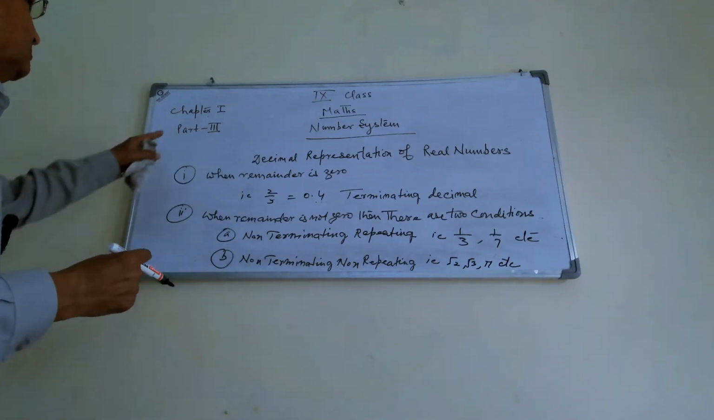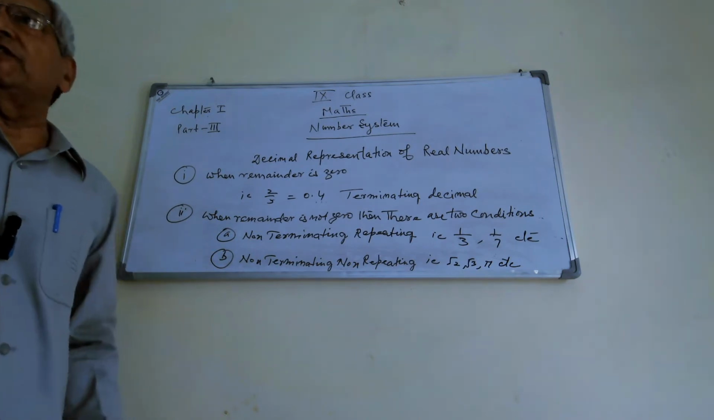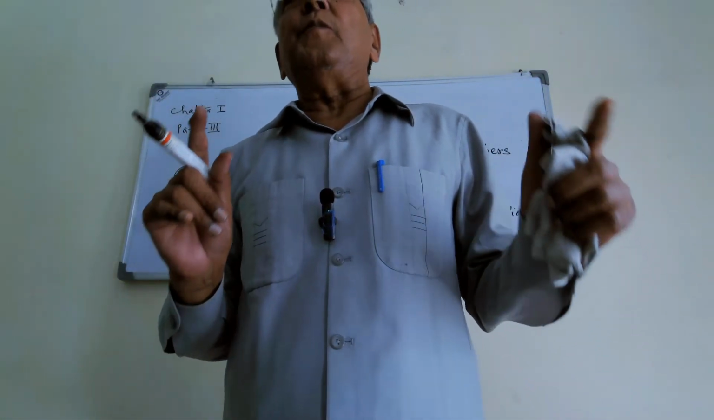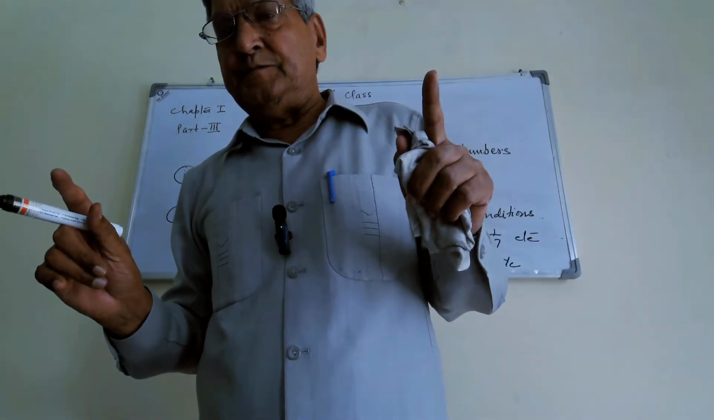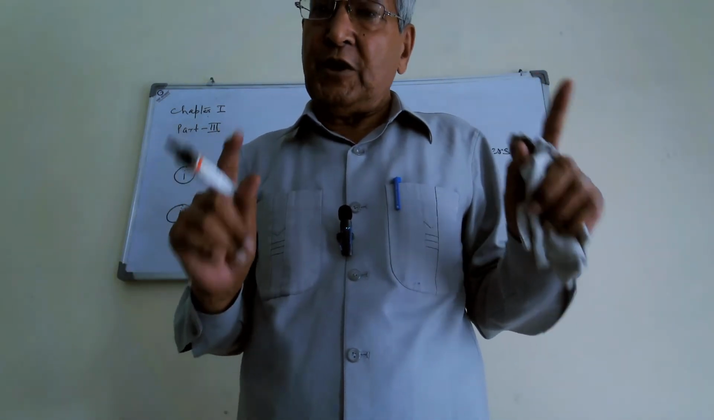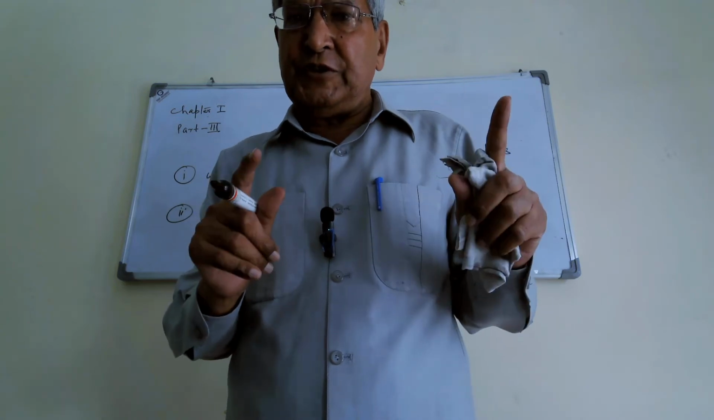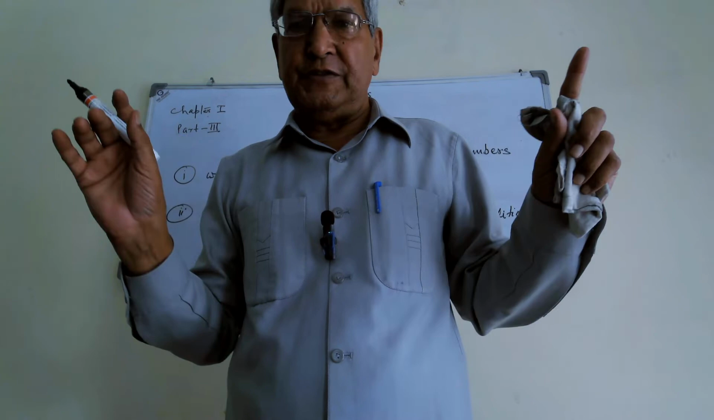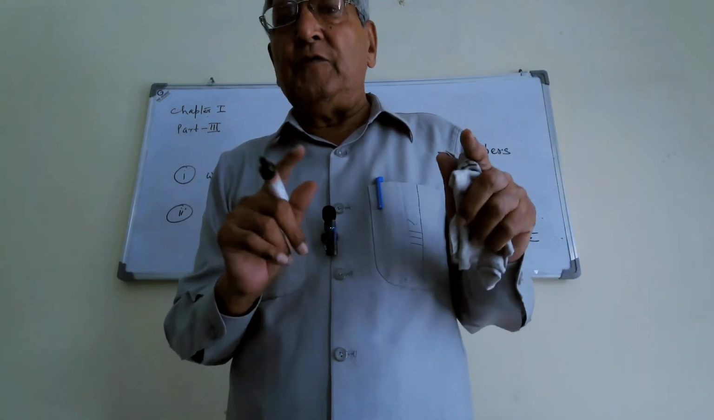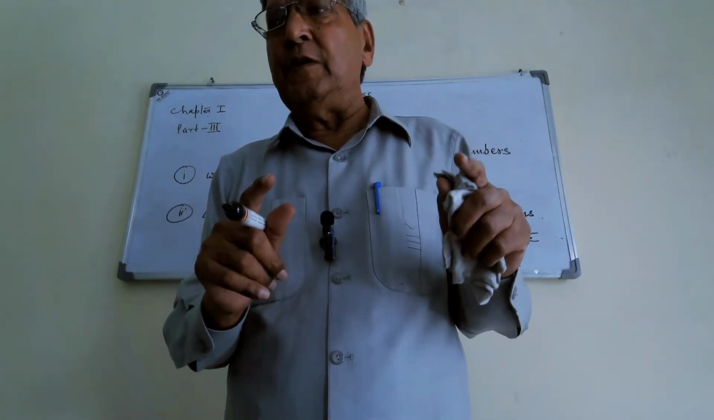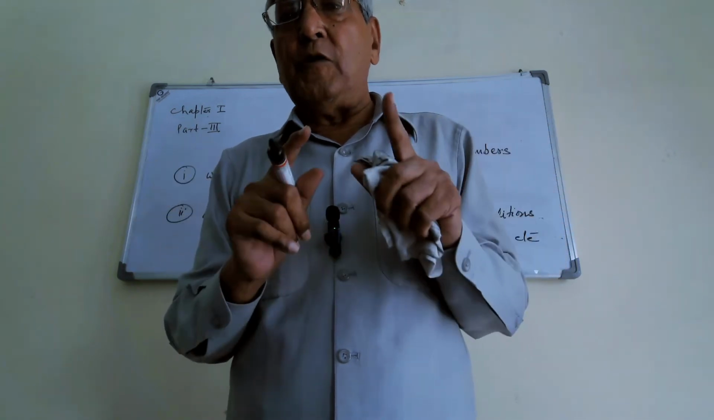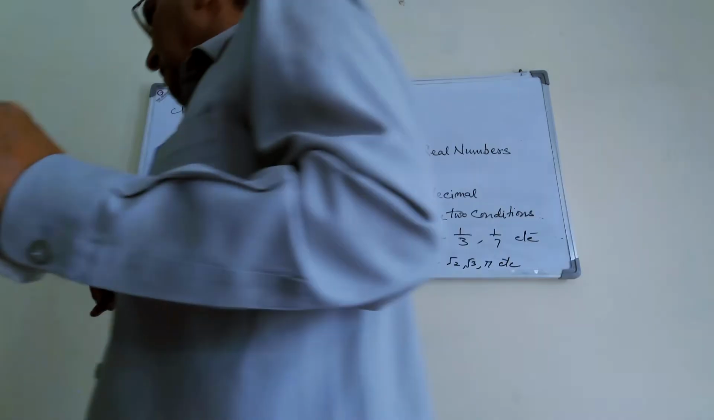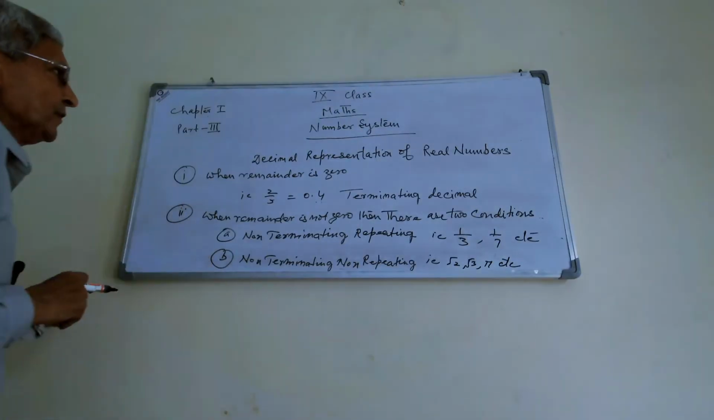Now part third of the chapter first, that is number system. I have already discussed part first and second. Now this is the part third. In part first, I have explained all the definitions of the numbers. In part second, how will you find a rational number between two rational numbers? Now part third, the decimal representation of the real numbers.